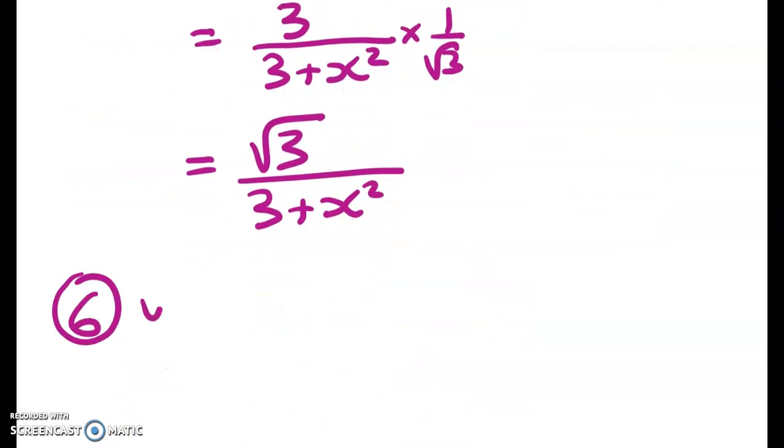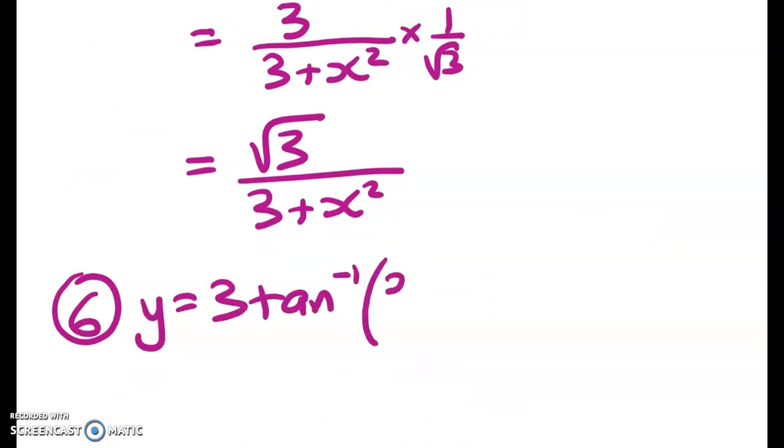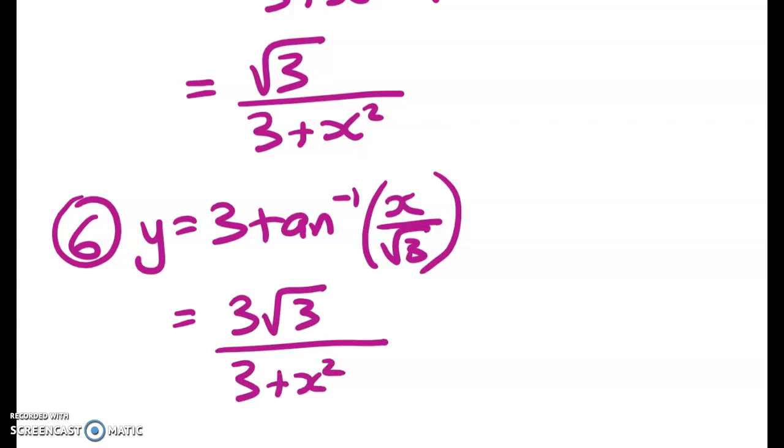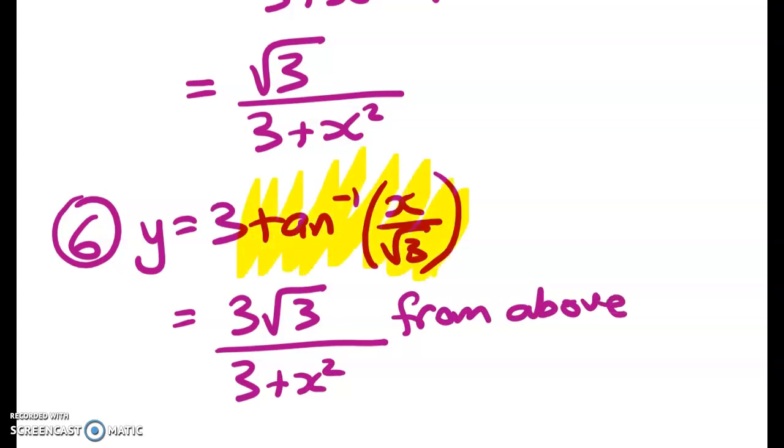So if we've got y equals 3 tan inverse of x over root 3, we know that it's going to be 3 times the answer above. So that will give me 3 root 3 over 3 plus x squared. But the only reason I can do that so quickly is because I've just done question 5, which was this one here.